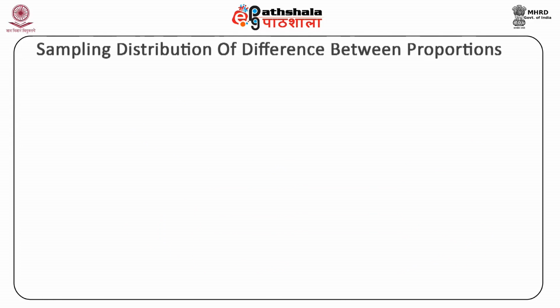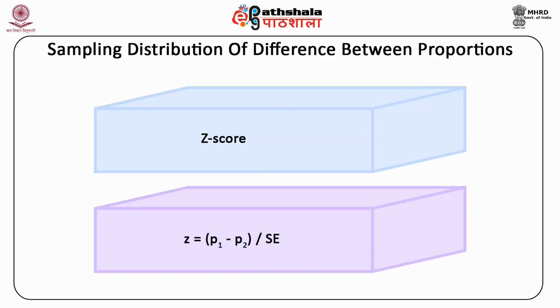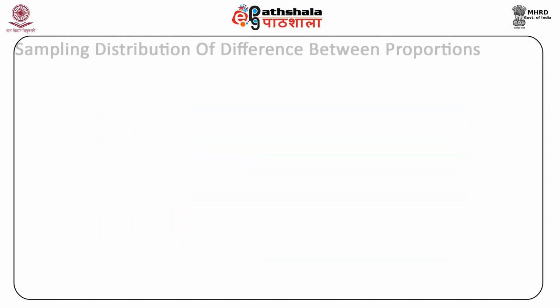Next is how to compute the standard error of the sampling distribution of difference between two proportions. Standard error is equal to square root of P into (1 minus P) into (1 divided by N1 plus 1 divided by N2), where P is the pooled sample proportion, N1 is the size of sample 1, and N2 is the size of sample 2. Test statistic. The test statistic is a z-score defined by the following equation. Z is equal to (P1 minus P2) upon standard error, where P1 is the proportion from sample 1, P2 is the proportion from sample 2, and SE is the standard error of the sampling distribution. The analysis described above is a two-proportion Z test.